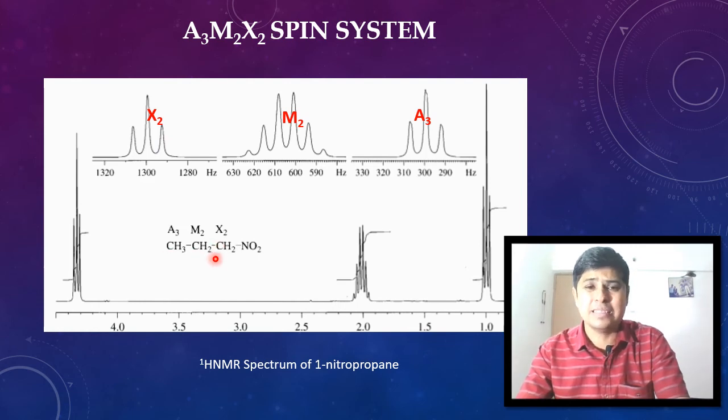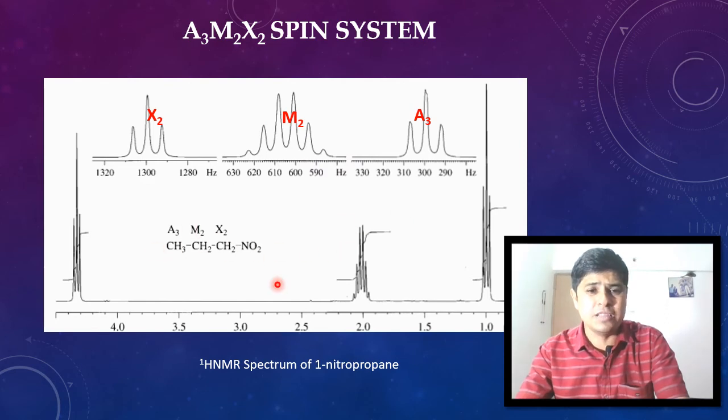Okay, so basically this is what? An AMX group spin system, but each group is having a different number of protons, hence it is what? A3M2X2 spin system of 1-nitropropane. So this methyl is giving what? Triplet. This CH2 is giving what? Sextet. See here: 1 2 3 4 5 6. And this CH2 is also giving what? Triplet. So this is the splitting pattern for these groups of protons.